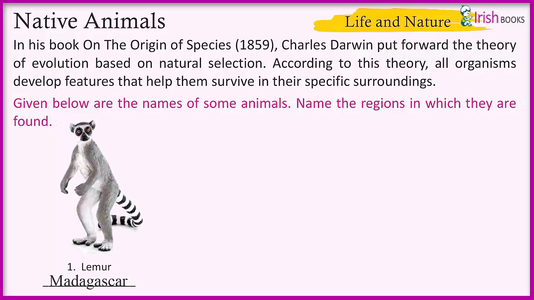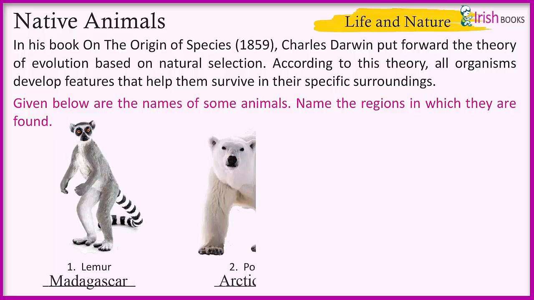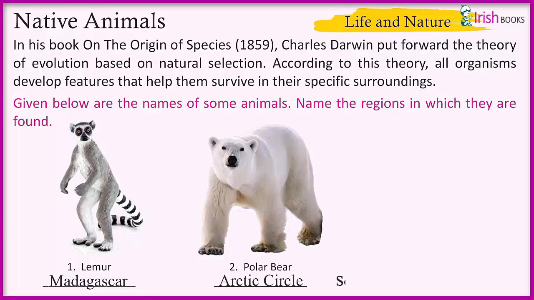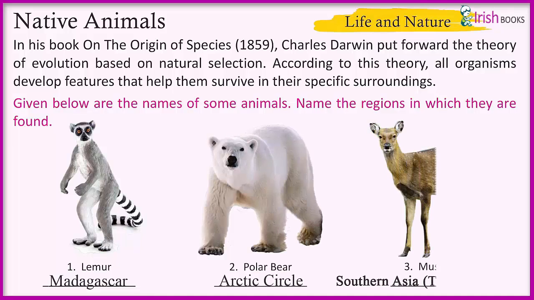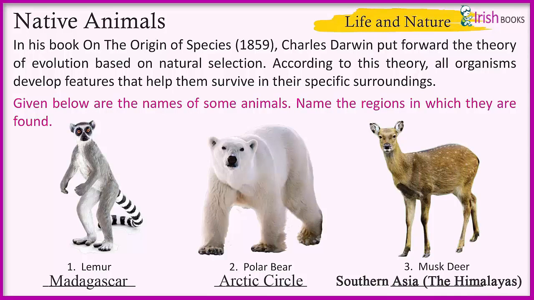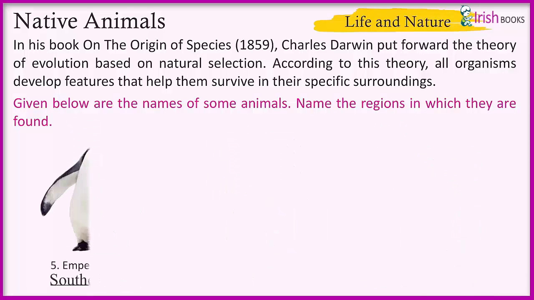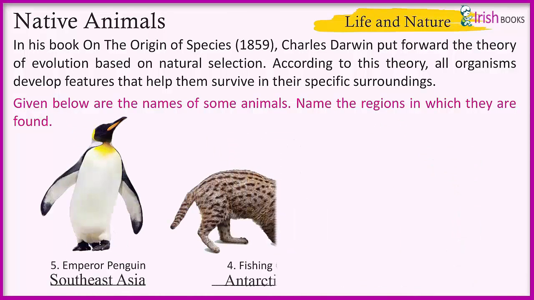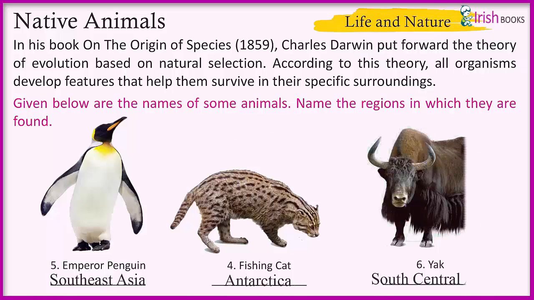Given below are the names of some animals. Name the regions in which they are found. 1. Lemur. 2. Polar bear. 3. Musk deer. 4. Fishing cat. 5. Emperor penguin. 6. Yak.